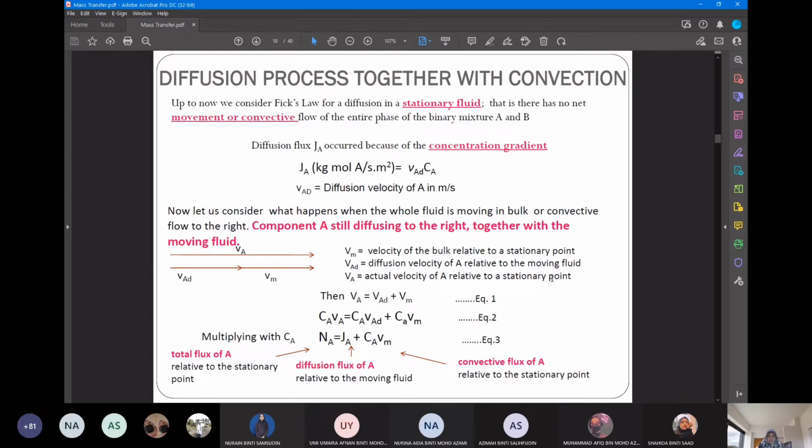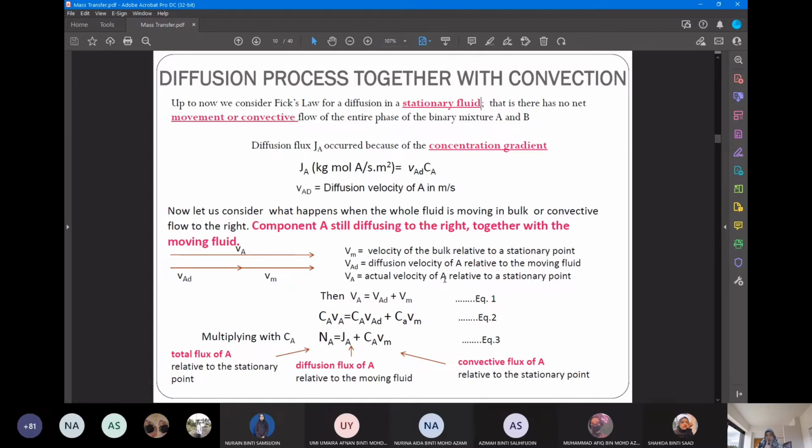Then you go for the VM. Let's look at VM. VM is the velocity of the bulk relative to the stationary point. If you look at VAD, it is the diffusion velocity of A relative to the moving fluid. Now when you talk about bulk, meaning that you are talking about the whole thing. If you talk about A, it is only one component.